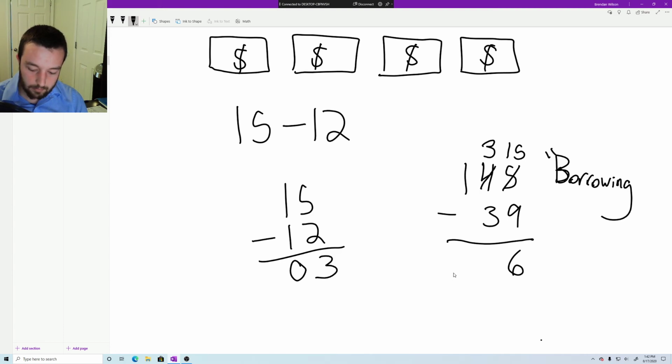So borrowing is like the exact opposite of carrying. And now we just go down the line. We only have 3 tens left, and we subtract 3 of them, so we have 0. And we have 1 hundred. We have no hundreds in the second number, so 1 minus 0 is 1. So we end up with 106 as our final answer.